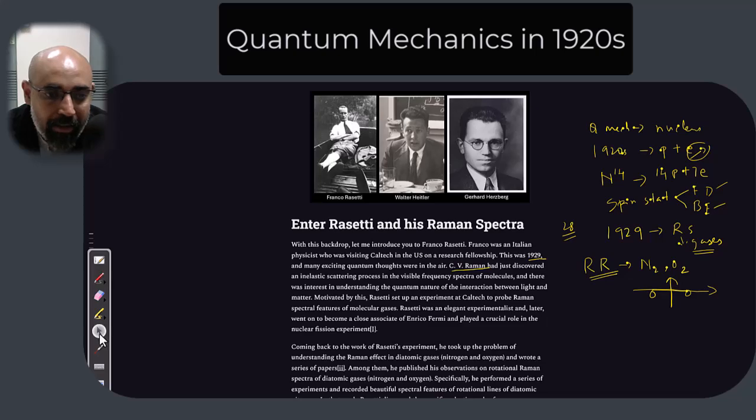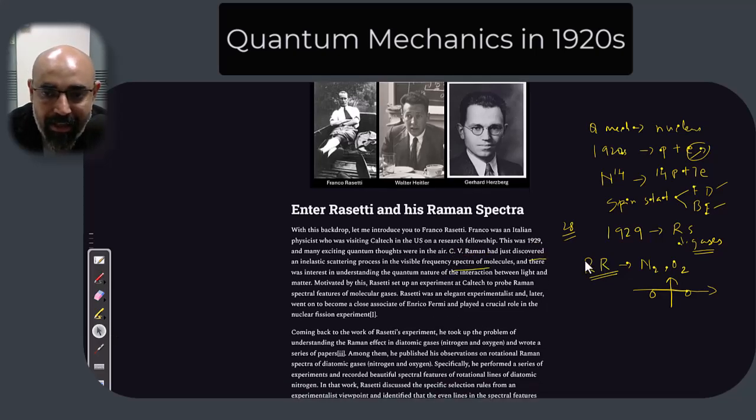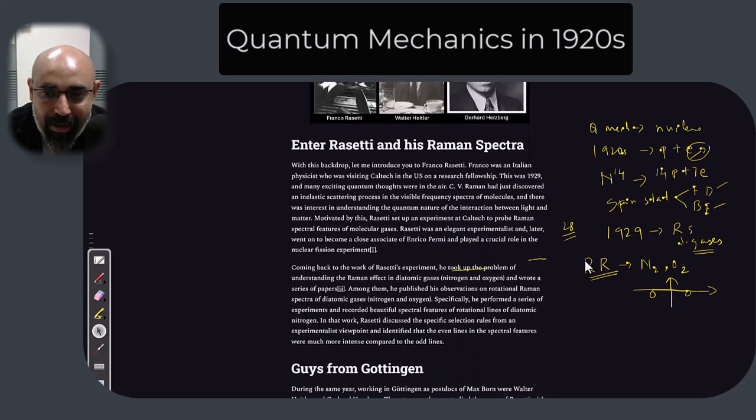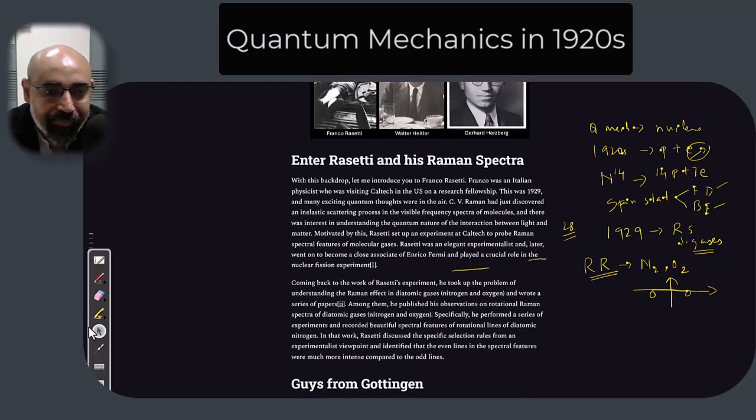So what Rasetti does is he goes about actually looking at these rotational Raman scattering experiments and tries to understand the characteristics of the rotational Raman spectra of nitrogen. Okay, within the context of nitrogen, there are a lot of interesting questions.